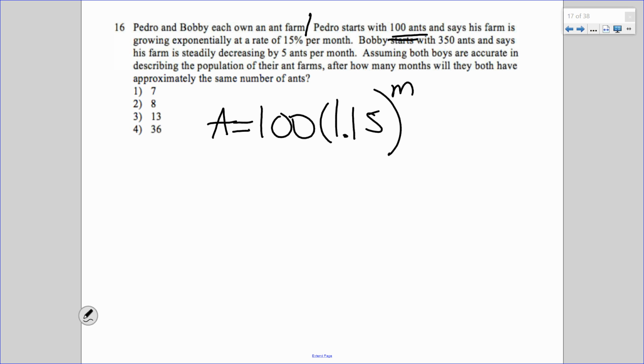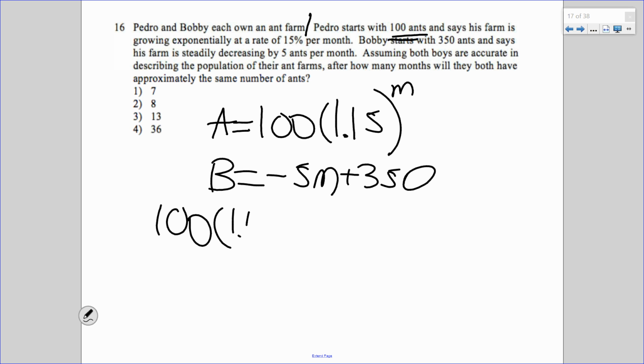Bobby starts with 350 ants and says his farm is steadily decreasing by 5 ants per month. So Bobby has a linear function where he is decreasing by 5 ants per month. So the rate goes in front of the variable, and he has 350 to start. Assuming both boys are accurate in describing the population of their ant farm, well, of course, anybody who has an ant farm will be able to describe it accurately, that goes without saying. After how many months will they both have approximately the same number of ants?